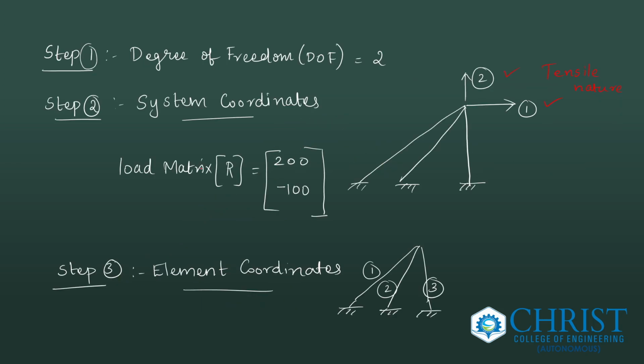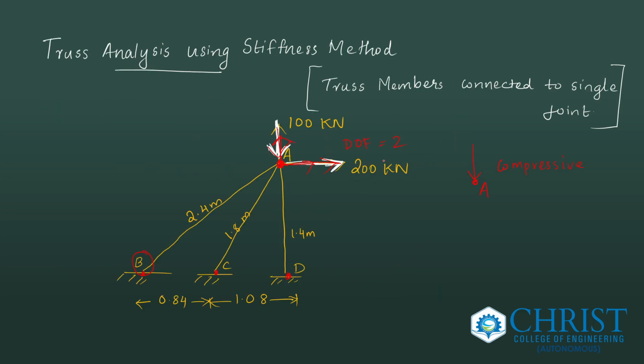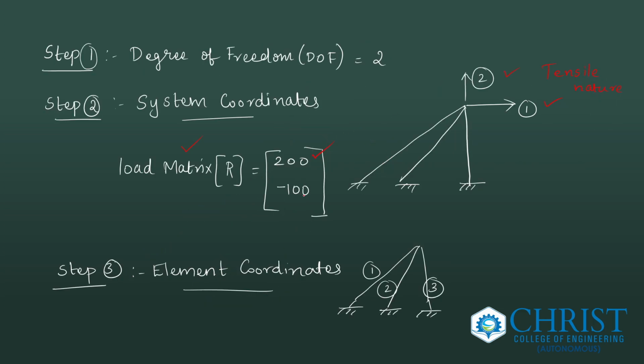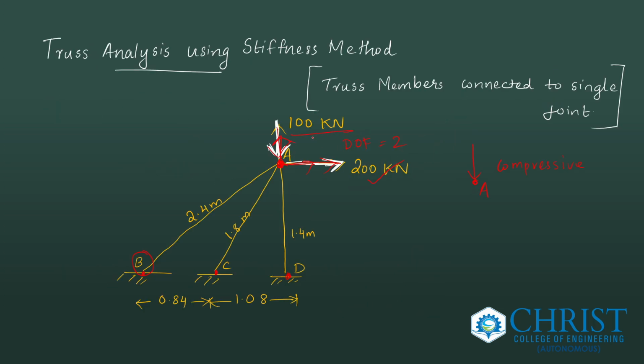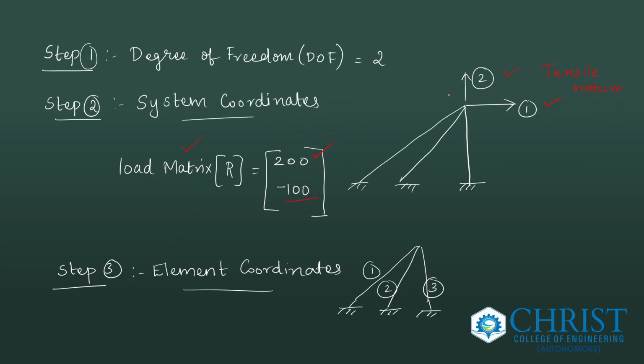So while writing the load matrix, the 200 kilonewton load is written as positive. That is the first system coordinate. This one is positive, and 100 kilonewton is written as negative because it is compressive in nature, but we considered it as a tensile system coordinate. So we give a negative symbol here.